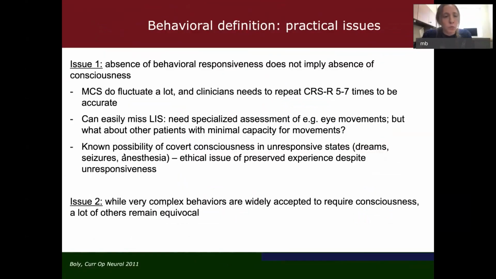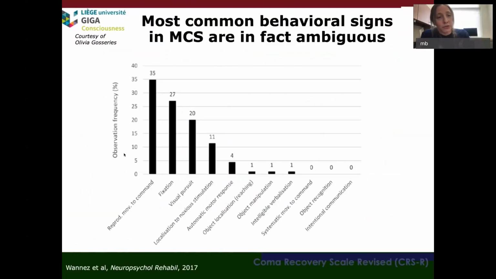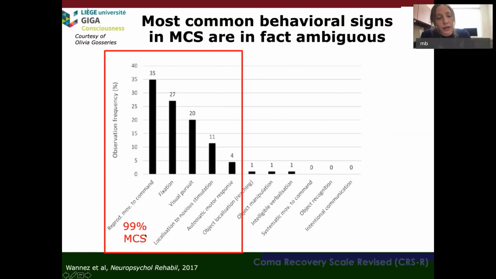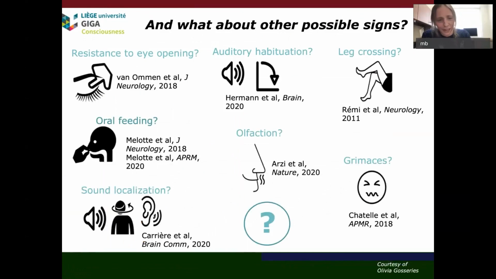And while very complex behaviors are widely accepted to require consciousness, a lot of others remain equivocal. That's a slide from Olivia. The majority of patients with MCS have fixation, visual pursuit, or some kind of localization, but you don't really know what it means. If you have some response to command, it's a bit clearer, but a lot of them have these ambiguous behaviors that are difficult to interpret. And now, again from a slide from Olivia, you come up with all these olfactory responses, sound localization. Now there's a multiplication of behaviors that seem interesting, but what do they mean?